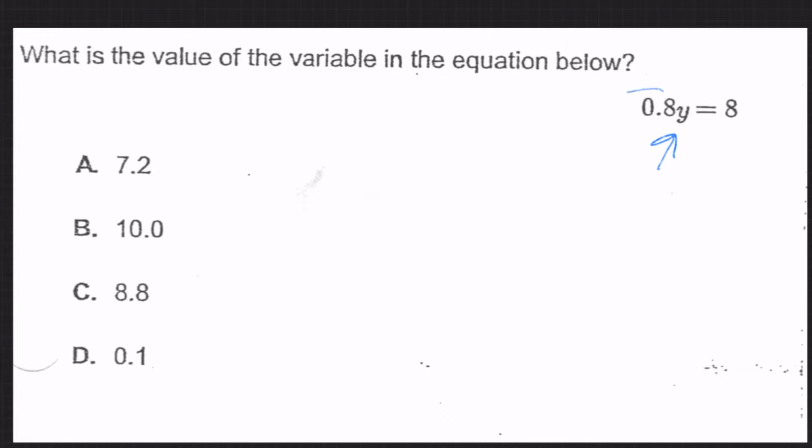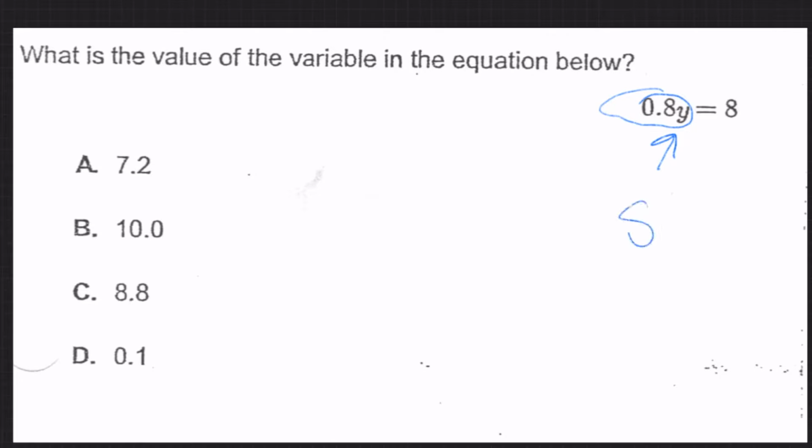You can see here that 0.8 times y equals 8. So we need to split those apart. 0.8 is multiplied to y. In order to figure this out, we're going to need to divide, which is the inverse operation of multiplication. We need y to just be by itself, just one little y. So what can we divide 0.8 by in order to make it a 1? Any ideas? Well, we can always divide a number by itself to make it a 1.